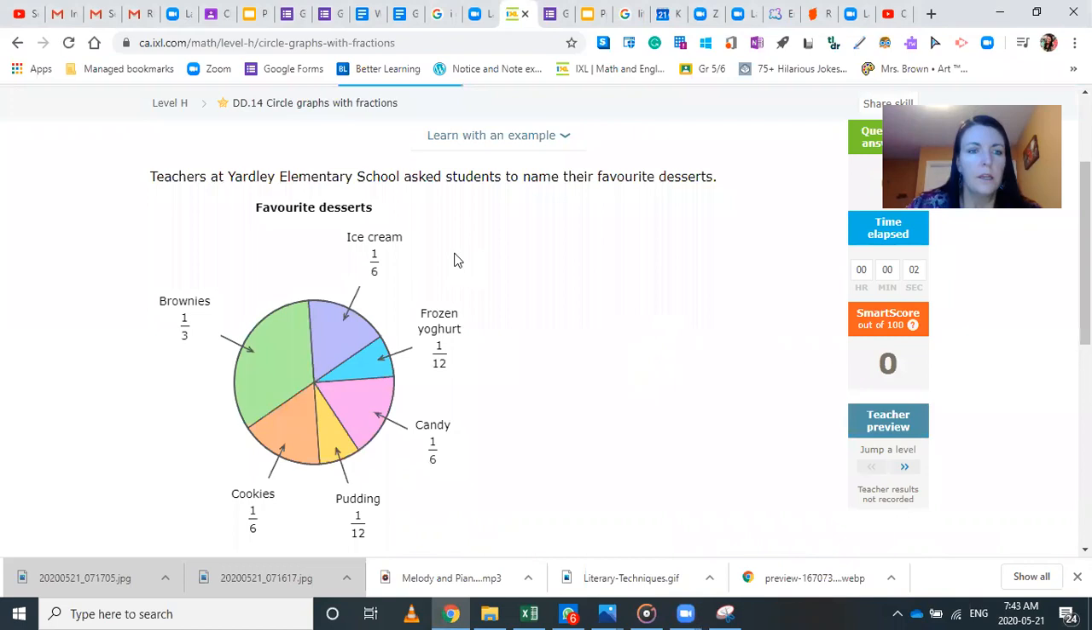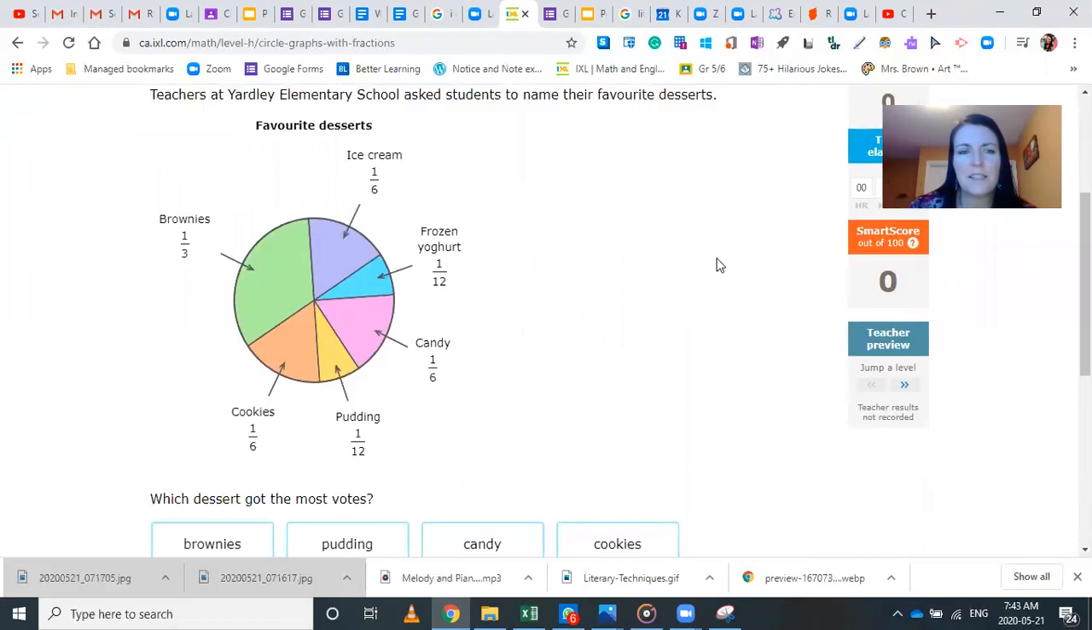Okay, teachers at Yardley Elementary School asked students to name their favorite desserts. Favorite desserts, there they are. Brownies, 1/3 of the students picked brownies, okay? So say there's a survey and like Brooklyn's going around with hair and maybe Ava's going around with what do you want on your cake? Or we've had a few of these circulate the class this year.